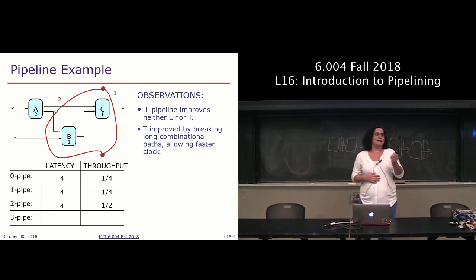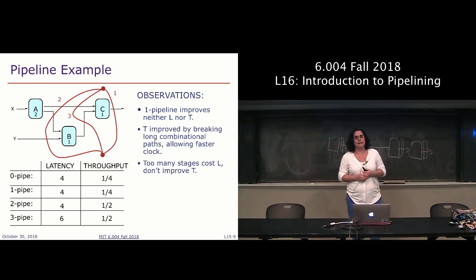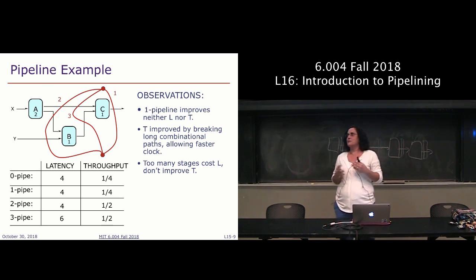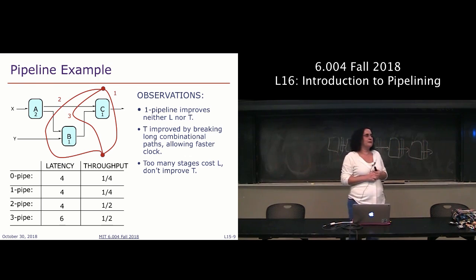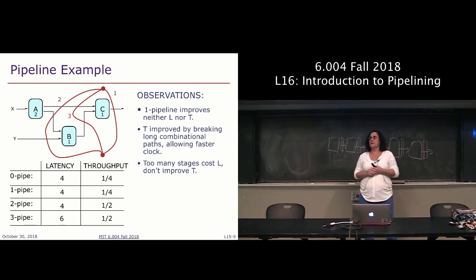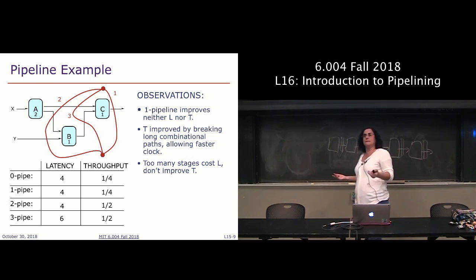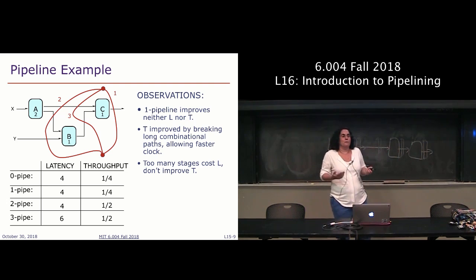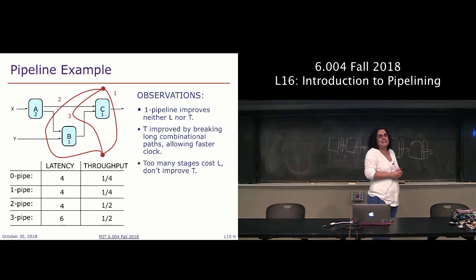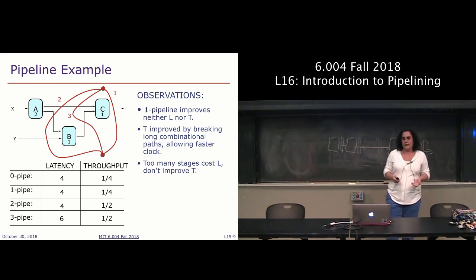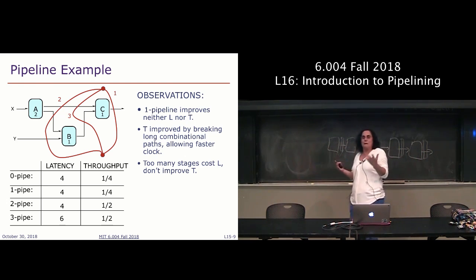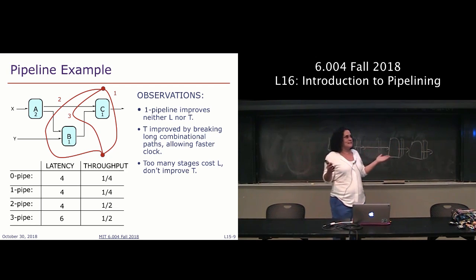Now suppose that I went and I added yet another pipeline stage, this one here labeled 3. Now what's going to happen? I have 3 pipeline stages, what's my clock period? It's still 2. So what's my latency if I have 3 stages and a clock period of 2? It's 6. What's my throughput? 1/2. So what happened here? I just added a pipeline stage that didn't actually help me. Okay, so it is possible that if you add too many, you're going to just increase your latency without improving your throughput.